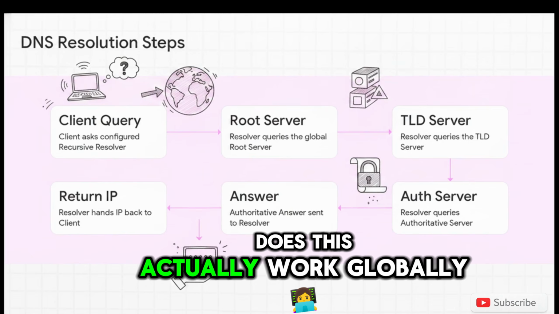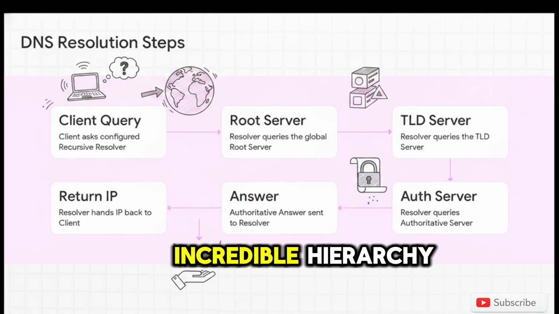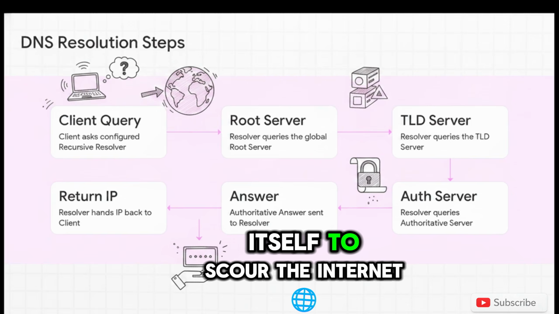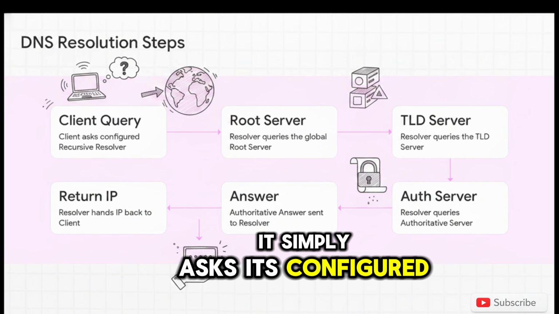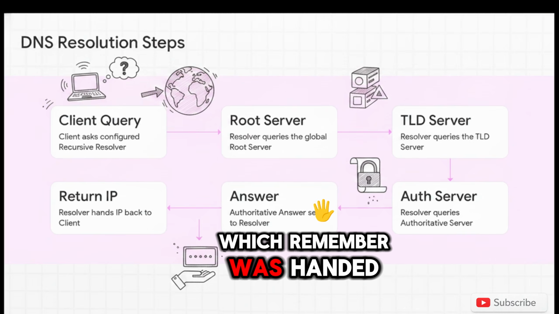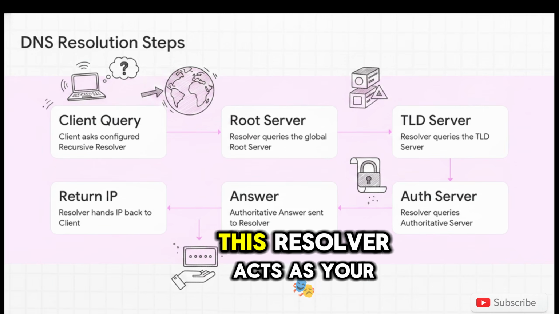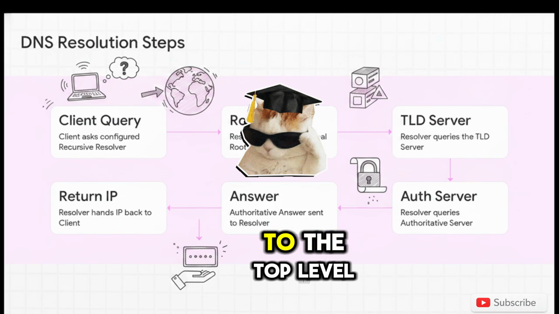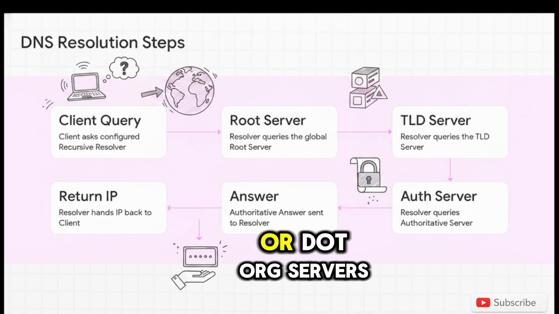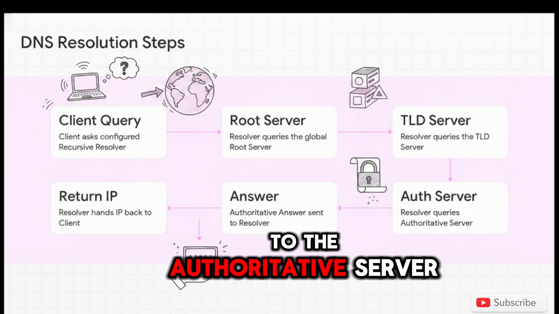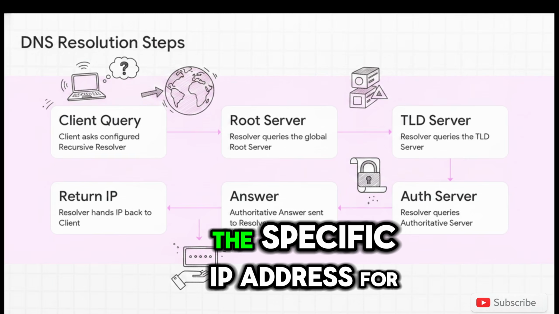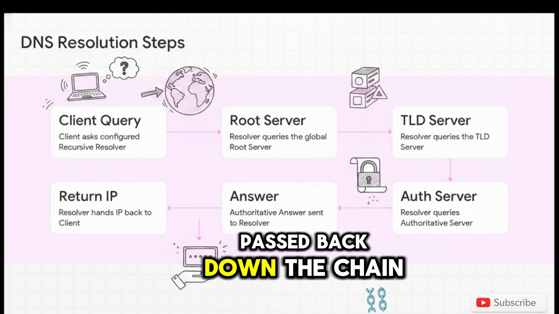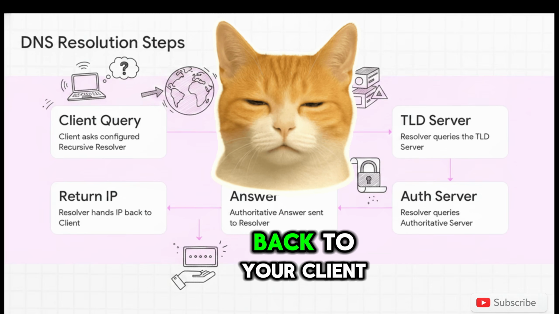So how does this actually work globally? Well, it builds an incredible hierarchy. When you type that website name, your laptop doesn't usually do all the heavy lifting itself to scour the internet. It simply asks its configured recursive resolver, which, remember, was handed to it earlier by DHCP. This resolver acts as your personal agent. It queries the global root servers, which point it down to the top-level domain servers, like the .com or .org servers, which finally point it to the authoritative server. That's the server that actually holds the specific IP address for the website you want. That authoritative answer is passed back down the chain to your resolver, and finally handed right back to your client.